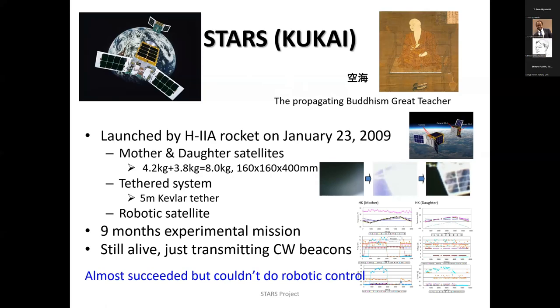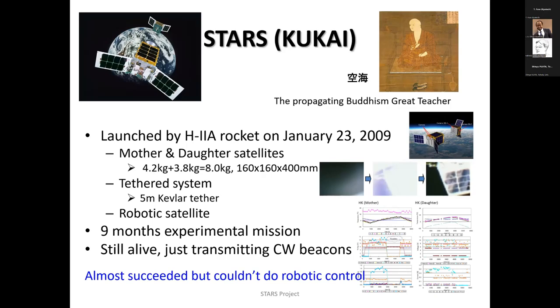And the characteristics of this satellite are these three characteristics. The first one, this satellite consists of mother and daughter satellite, and the total mass is 8 kilograms. And the scale is about this, 160 by 400 millimeter. So a little bit larger than a CubeSat.